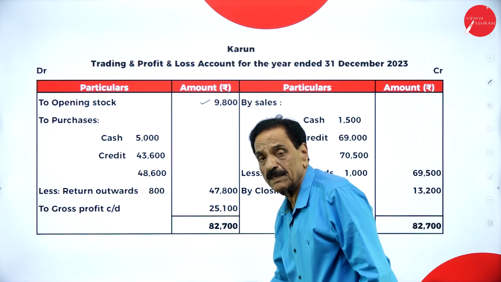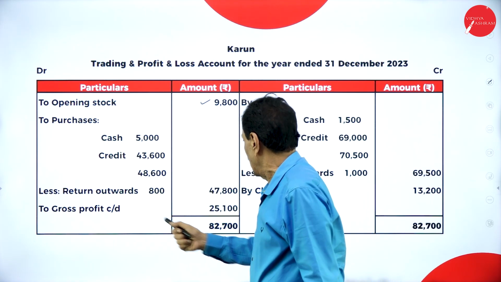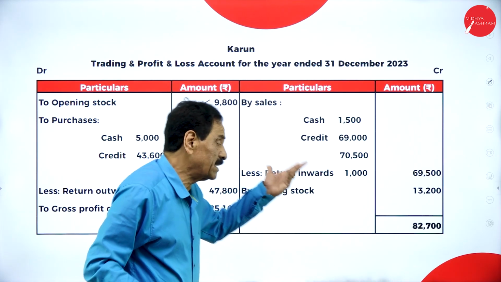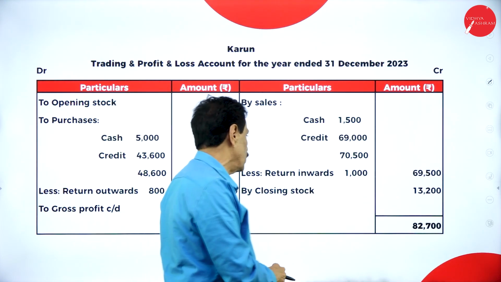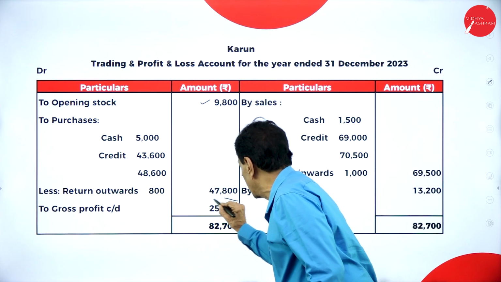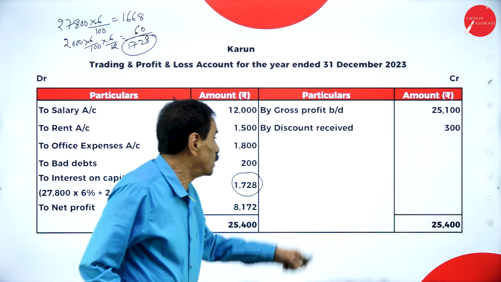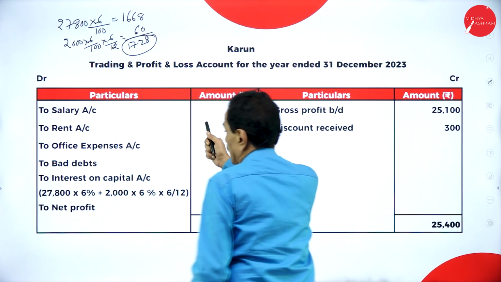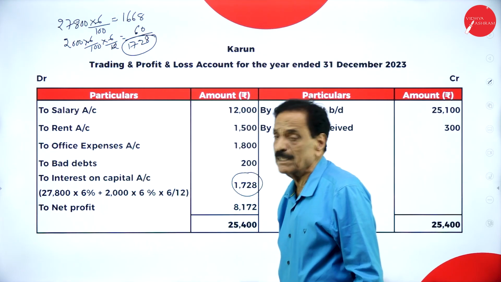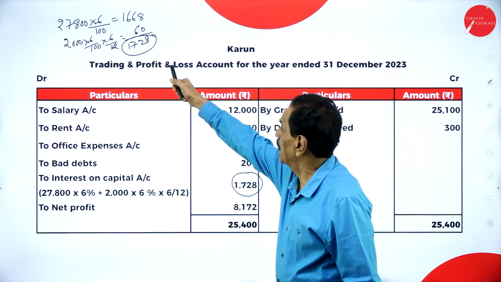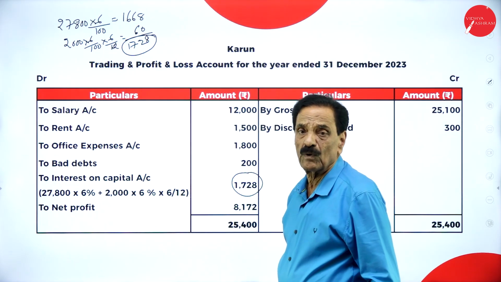Then we prepare the trading and P&L account. Start with opening stock, purchases we made, and we come back here. It may be cash sale or credit sale, return, closing stock 13,200. The difference is 25,100, which is the gross profit. Then we brought down the gross profit, discount received, salary paid, rent paid, office expenses paid. Bad debt means irrecoverable. Interest on capital, I have calculated 1,728. Your net profit is 8,172.